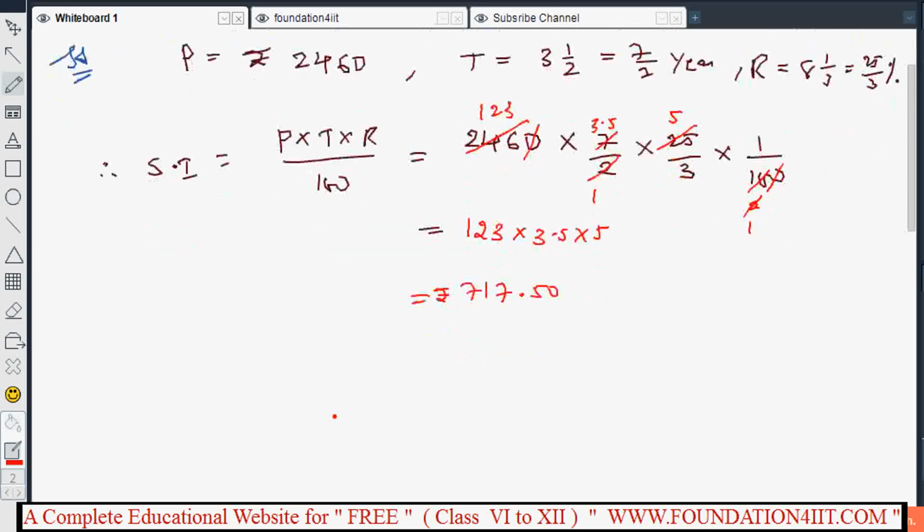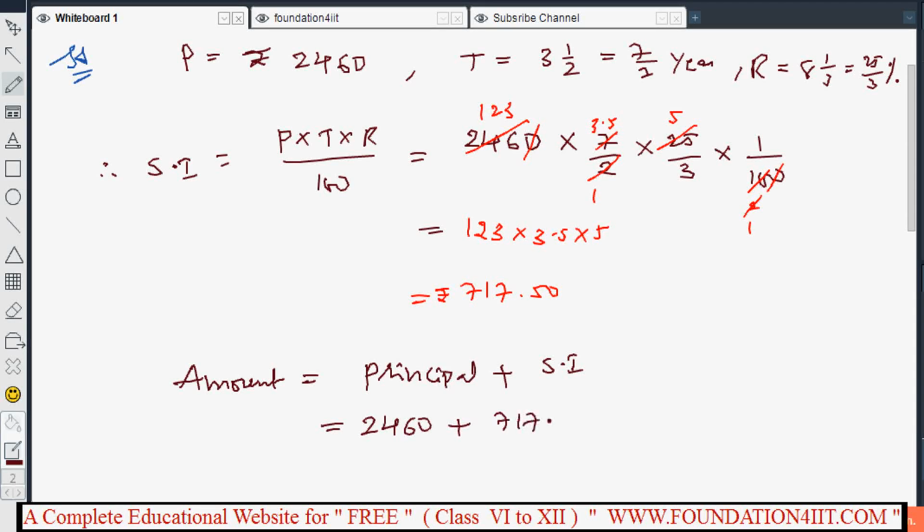Okay, if they asked find out amount, it means the principal plus interest. Find simple interest. Now let us see the amount also. So the amount is equal to principal plus simple interest. Now principal is 2460 plus simple interest is 717.50. Okay, by adding these two, 3177.50. So rupees 3177.50 paisa.